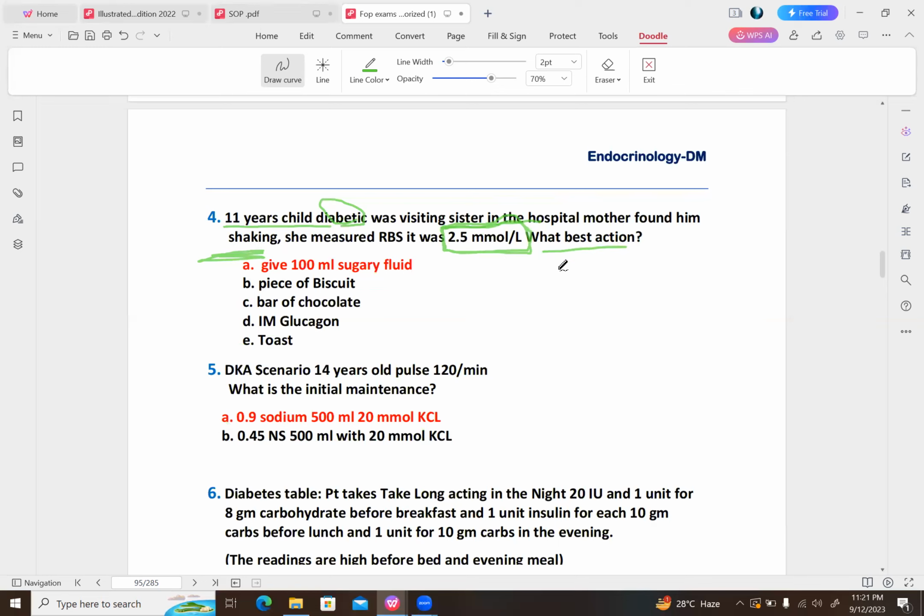So the best action, if you find it in the options, is glucose tablets. First offer the solids, then go for the liquids. Glucose tablets, then the gel, then the sugary fluid. Followed by this, you can offer a piece of biscuit or a bar of chocolate. Glucagon is wrong here because it is a later step. Toast you can offer later on.